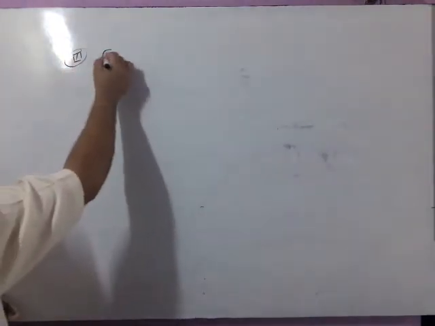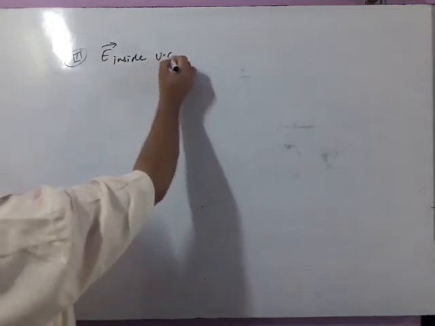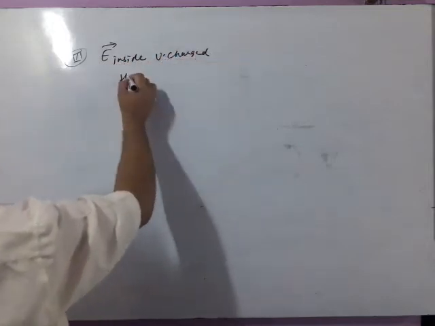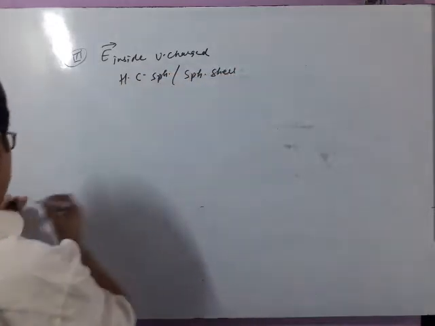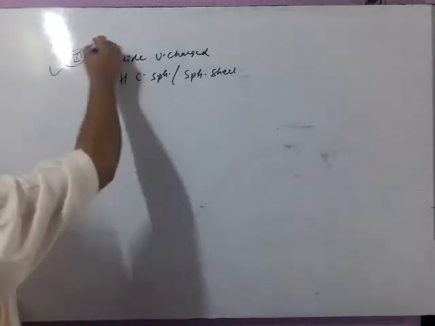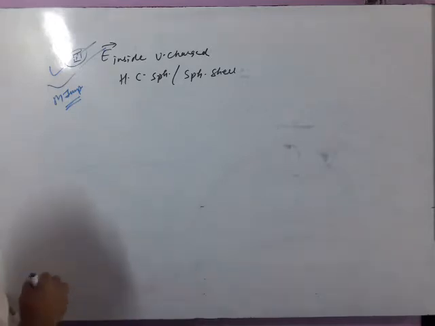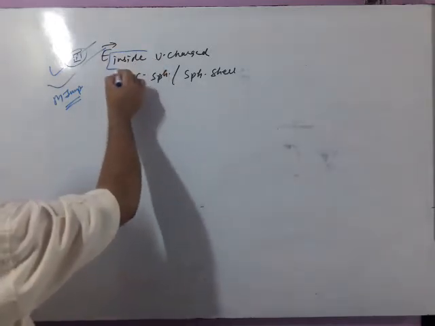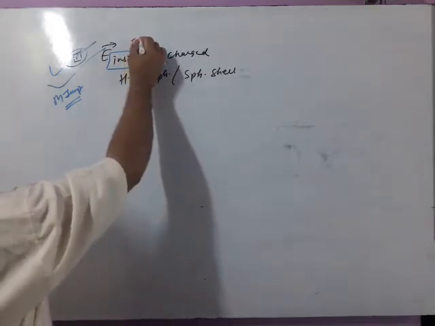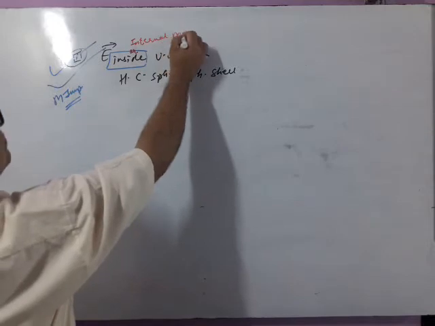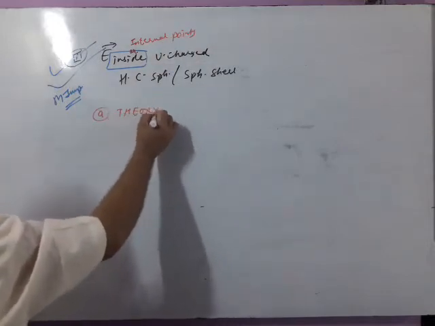Electric field inside a uniformly charged hollow conducting sphere or spherical shell. Focus 100%. This question is most important, asked separately also. Read the text. Inside means internal points. Then A. You will write the whole theory as before.